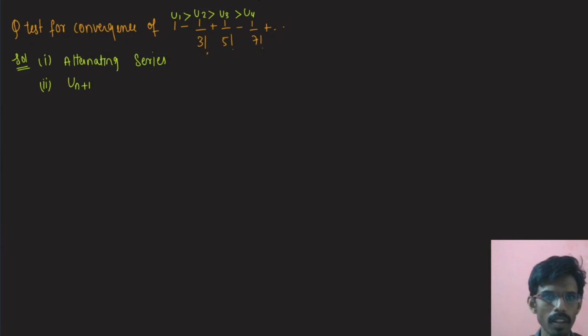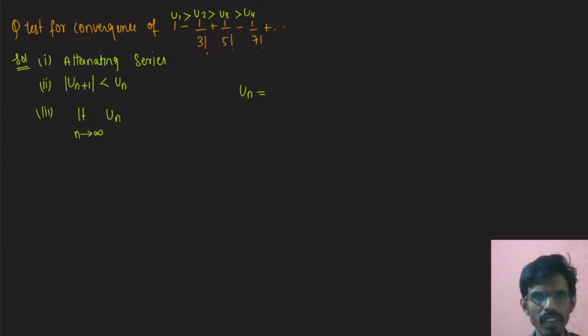un plus 1 magnitude value is less than un. Now first property is satisfied. Now third property is limit n tends to infinite, un must be 0, right? For that I want un, that is nth term. So in numerator we see that 1 is there, so write down 1 only. For denominator we have 3, 5, 7 and so on. Here for first term we have 1 by 1 factorial. So 1, 3, 5, 7 are in AP, right? So common difference is 2.